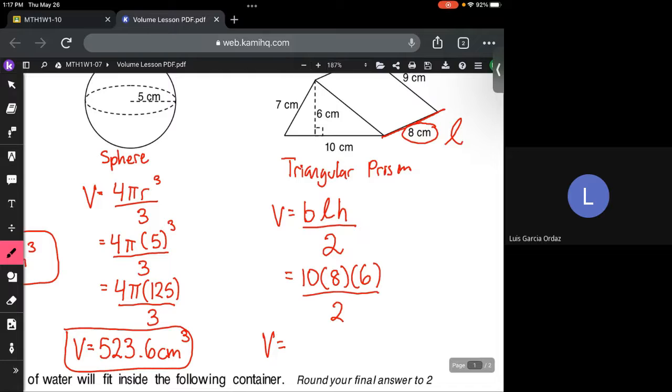Divide that all by 2. 80 times 6 divided by 2. 240 centimeters cubed. Okay, then I'm off. So that means there's 480, and then divided by 2.